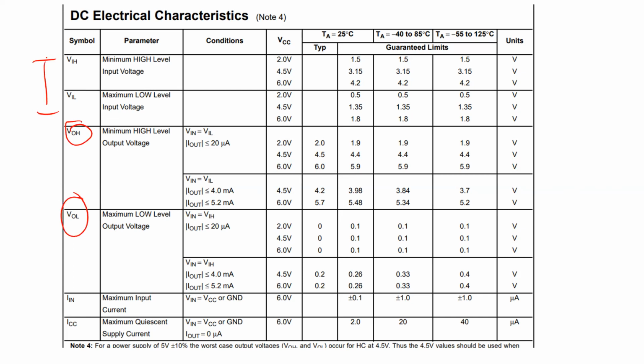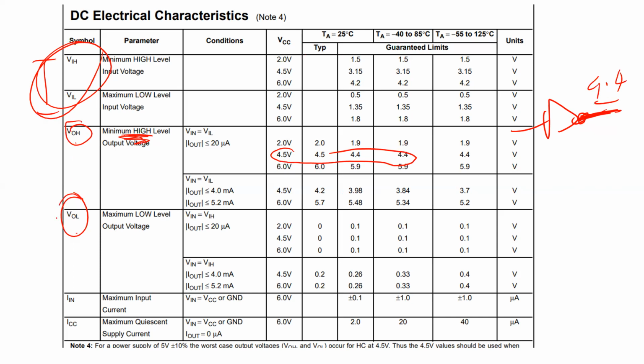So these two are for the input. Okay, these two for the output of the inverter. The output here is actually the minimum high it's going to get at the output. For example, the high here is going to be 4.4. Same thing for the low. When the output is low, it's going to be 0.1.